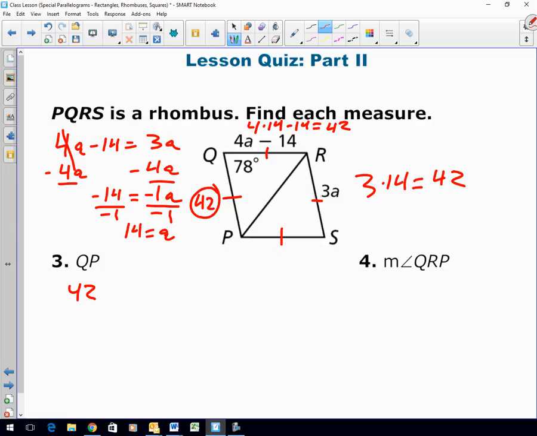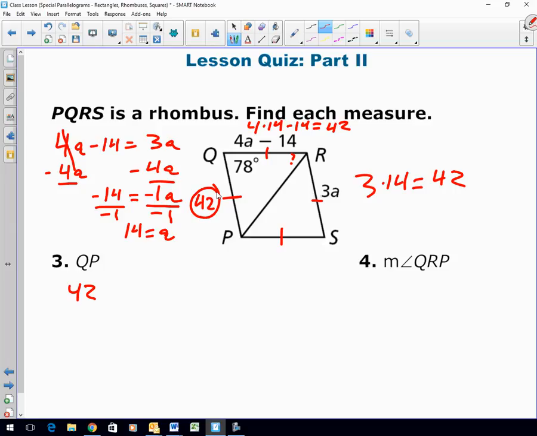Ian, I'm trying to find the measure of QRP. That's this angle right here, correct? Ian, here's how you got to start this one. Is a rhombus a parallelogram? Yes. In a parallelogram, the consecutive angles are supplementary. Supplementary means two angles add up to 180, right?